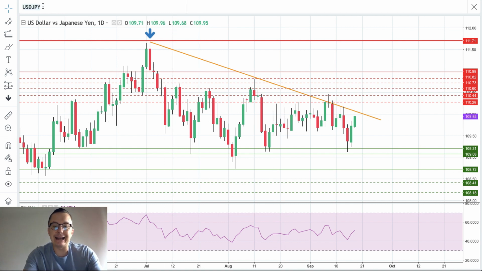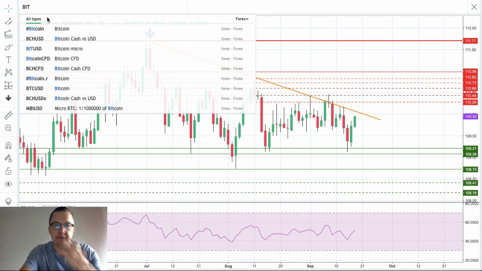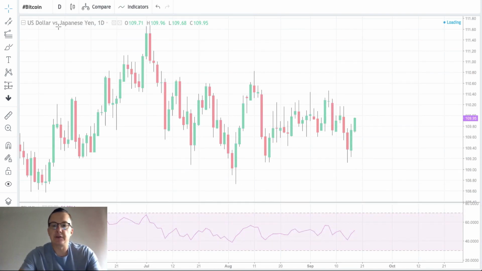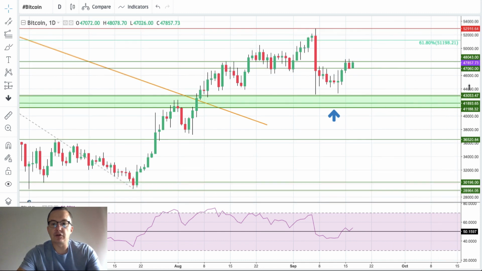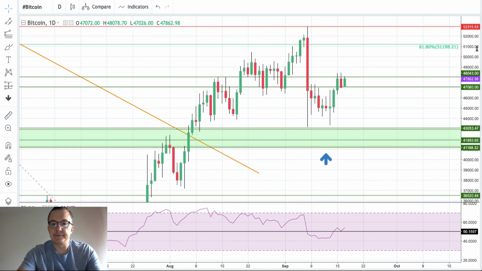108.73. And last but not least, of course, we should take a look at Bitcoin, right? The Bitcoin is recently doing very interesting things. So what do we have here? We have established a technical resistance after a bounce from $43,053. Technical resistance is somewhere around the level of 48,000, right? So this is our resistance right now.